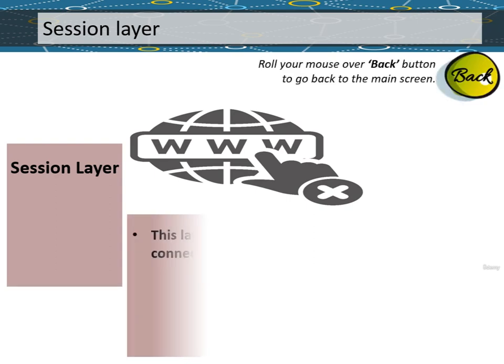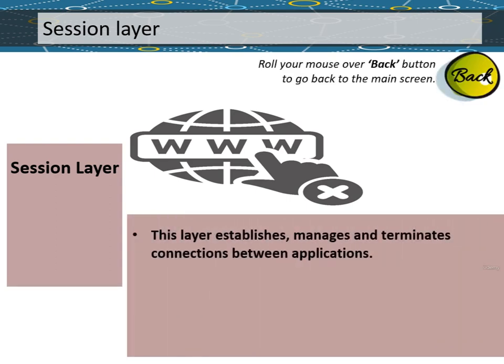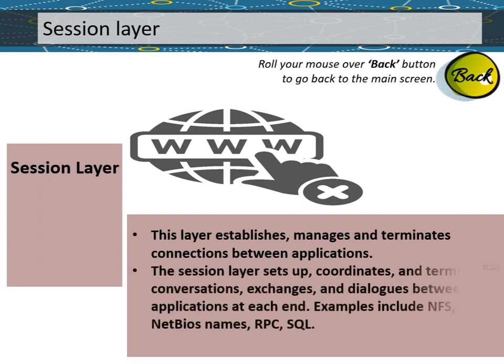Session layer. This layer establishes, manages, and terminates connections between applications. The session layer sets up, coordinates, and terminates conversations, exchanges, and dialogues between the applications at each end. Examples include NFS, NetBIOS names, RPC, SQL.